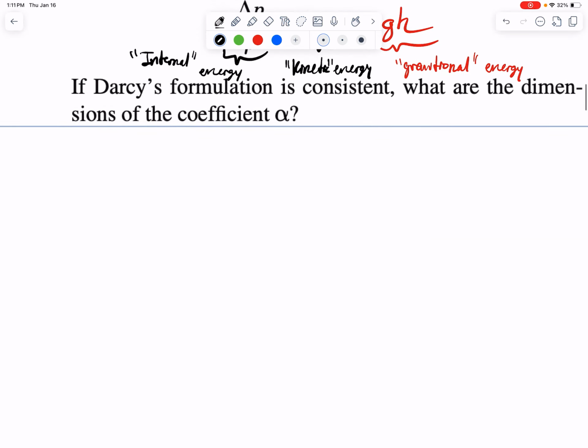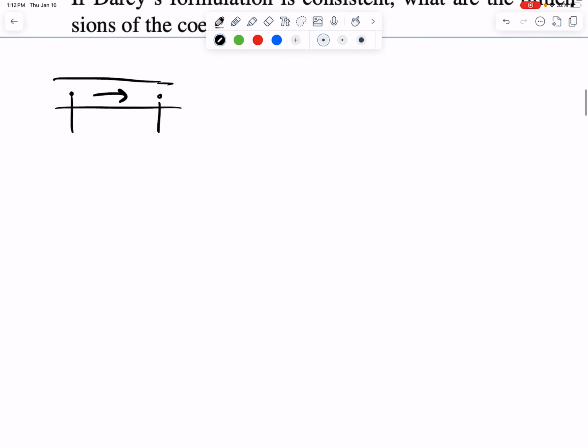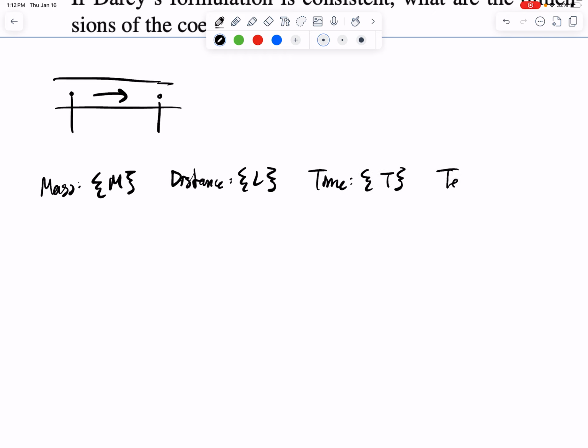Now, if I were to draw a picture of this, I get the following picture. So it's a pipe flow between 2 points, and it's completely horizontal in order to neglect that gravitational energy term. Okay, now in this problem, we want to plug in the dimensions and determine the dimension of this alpha term that we have. So when we do these kind of problems in fluids, we refer to mass as uppercase M, distance as uppercase L, time as uppercase T, and temperature as theta.